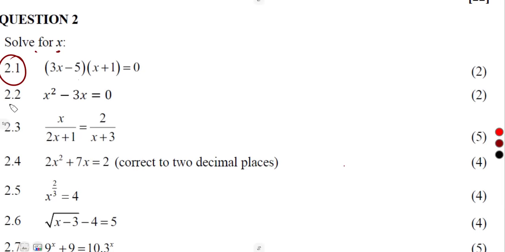Solve for x again on 2.2, where we are given x squared minus 3x is equal to 0. So this is just direct. X is common here. There are just 2 terms, so you can easily factor out x, which is common.